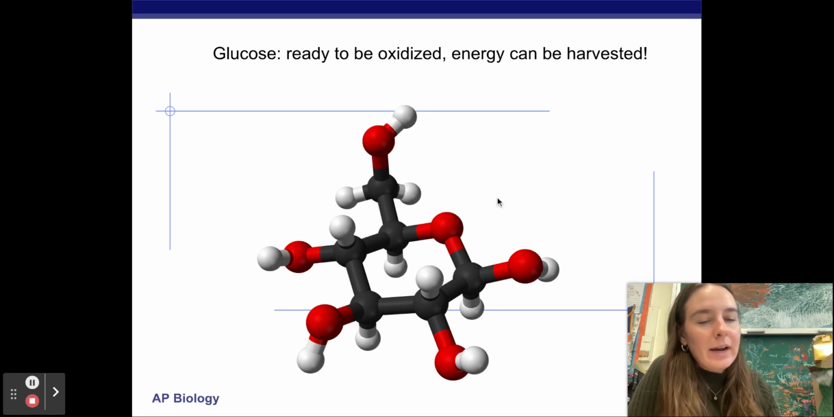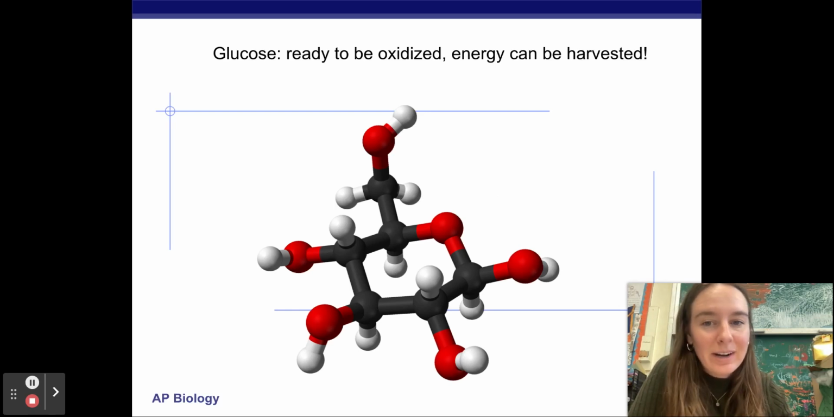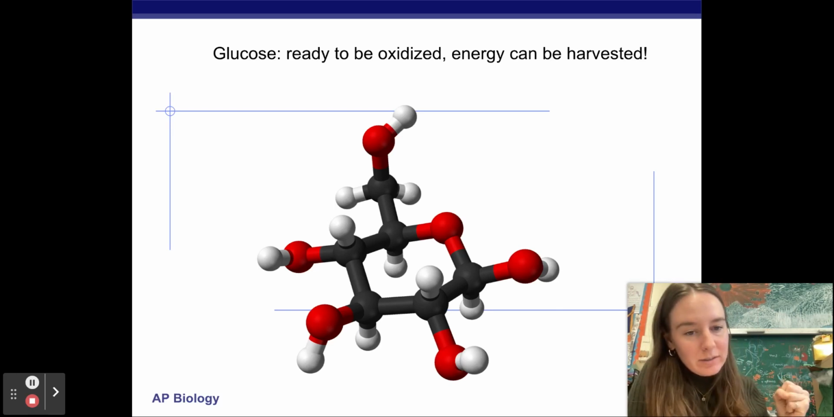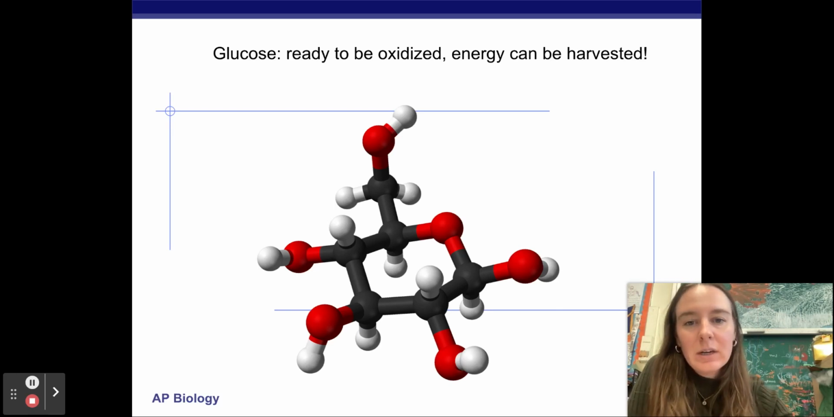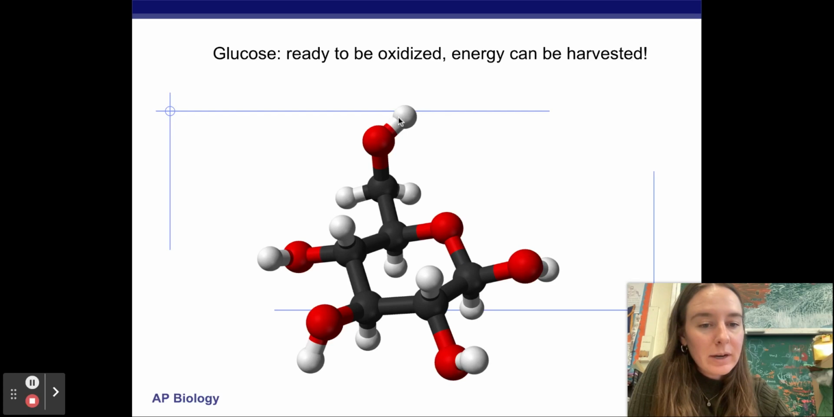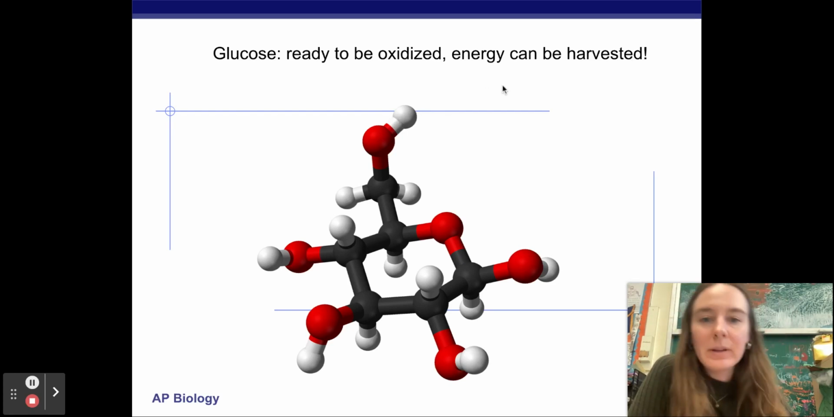And whenever you're removing hydrogens, we call that oxidation, right? Oxidation, OIL RIG. Oxidation is loss. So you're losing hydrogens. And remember, hydrogens carry with them electrons. So this is a proton and an electron. That's a hydrogen atom. And so you're actually removing some electrons.